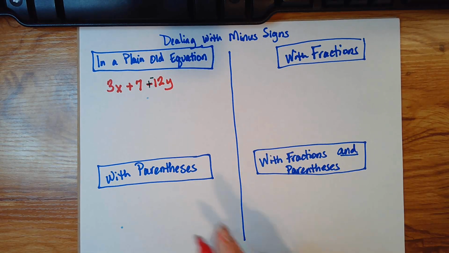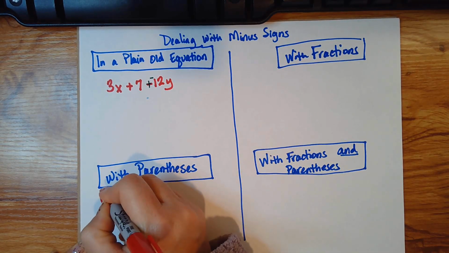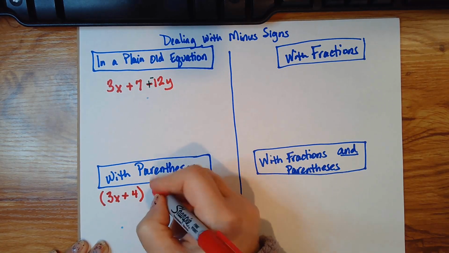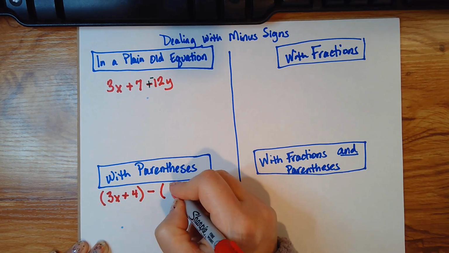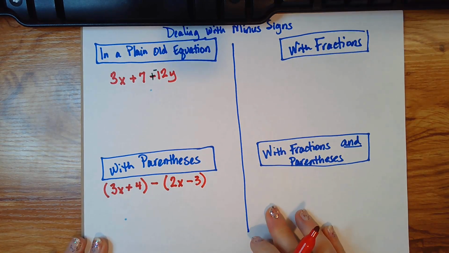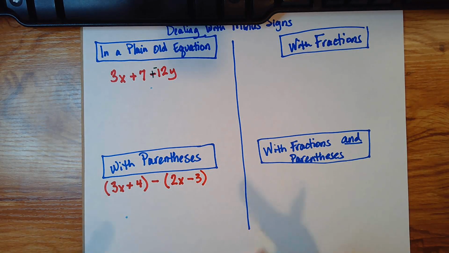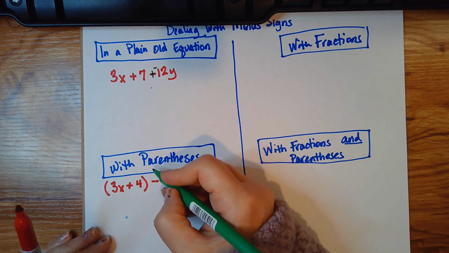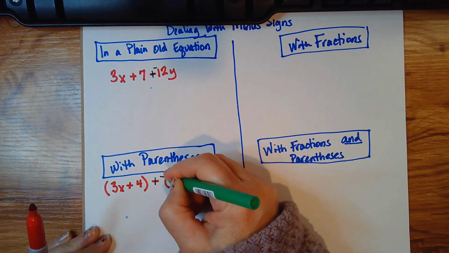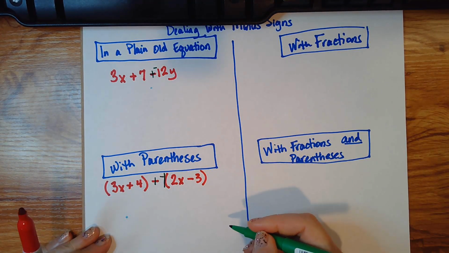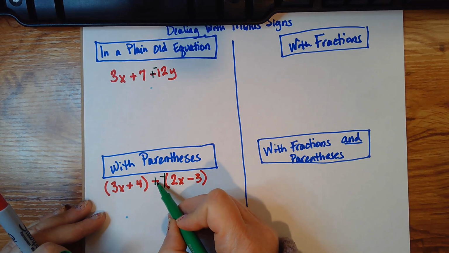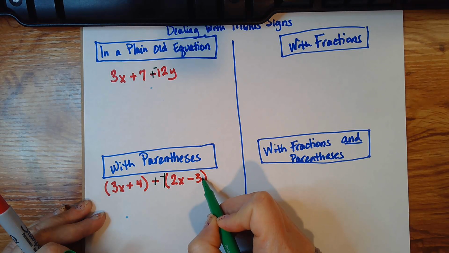If we had a problem where we had parentheses, like let's do 3x plus 4 in parentheses, and then we're going to subtract the quantity 2x minus 3, so we're going to put that 2x minus 3 in parentheses. What we're really saying here is that this is plus a negative, and really this is a negative 1 times all of these different things. What it really means is that wherever that negative sign is, you have to flip the sign of everything in there.